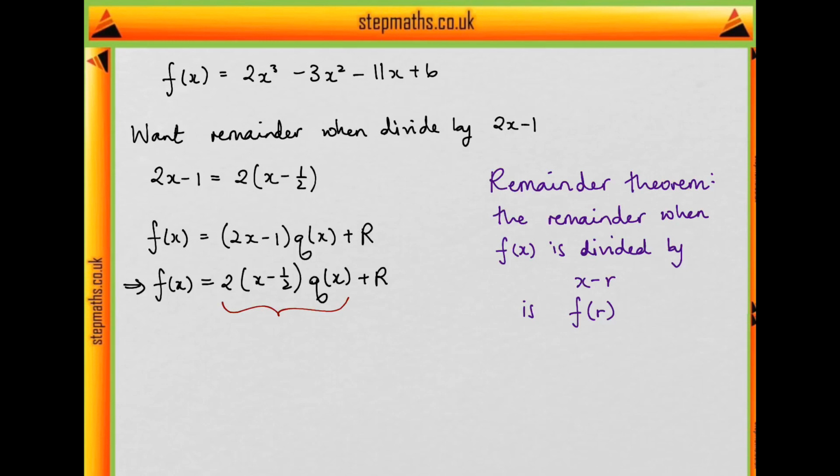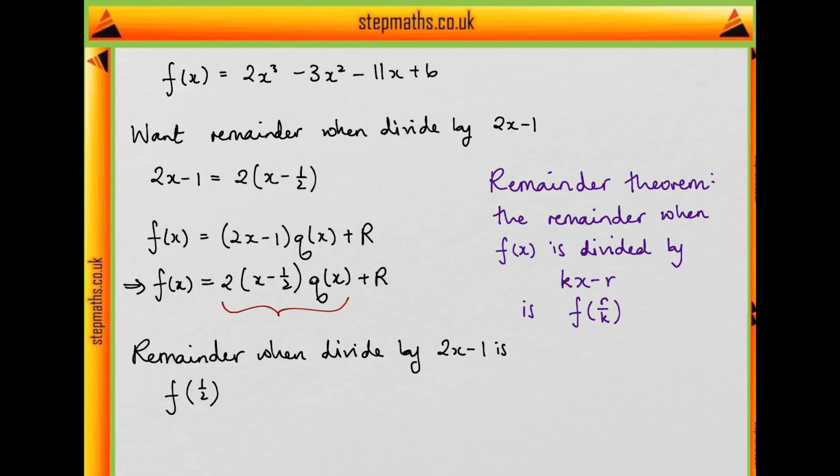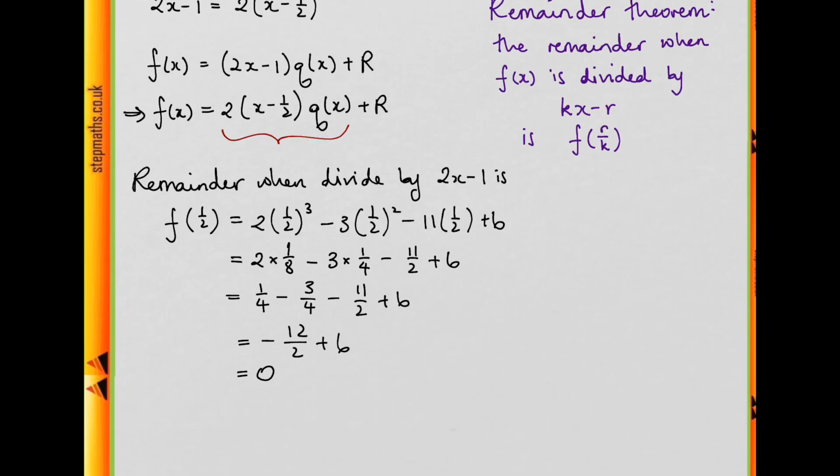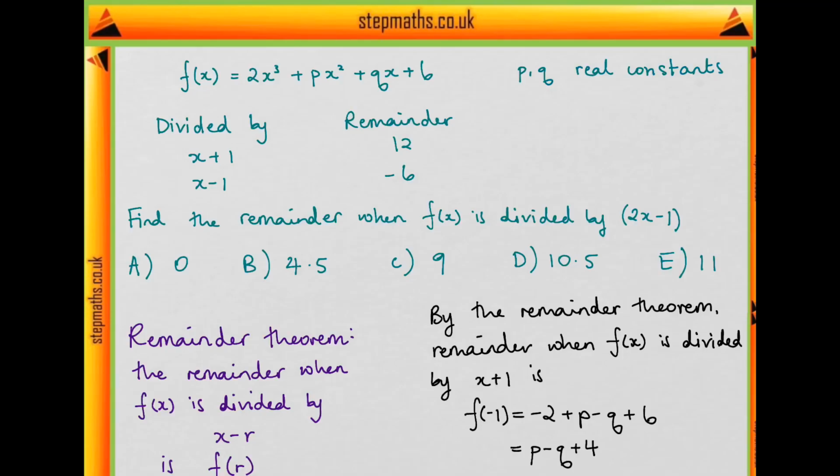So I could also have written my remainder theorem like the remainder when we divide by kx minus r is r over k, by doing the same argument as this. So if we want to find the remainder when we divide by 2x minus 1, by what we've said over here, that remainder is going to be f of 1/2. And so if we just put 1/2 for x in here, and multiply it out and simplify it, we see that eventually we get down to the remainder being 0. And so that means the answer is A.